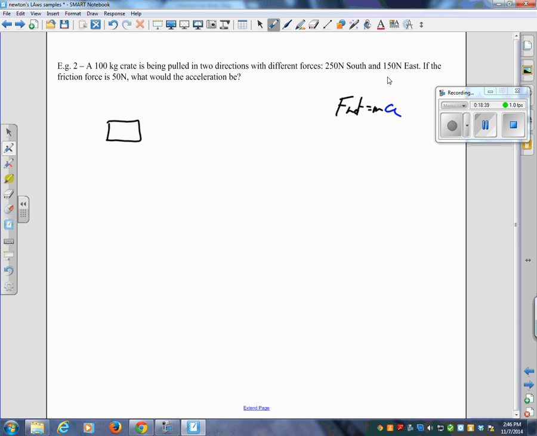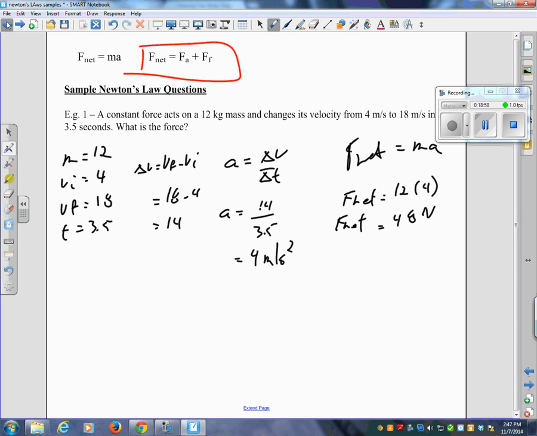Okay, so we got 250 newtons south, and I got 150 newtons east. So they give you numbers, yeah. So why didn't we draw one for the other one? Huh? Why don't we draw it for the top one? I don't understand. Why didn't we draw a free body diagram? Oh, for that first one? Should we have?